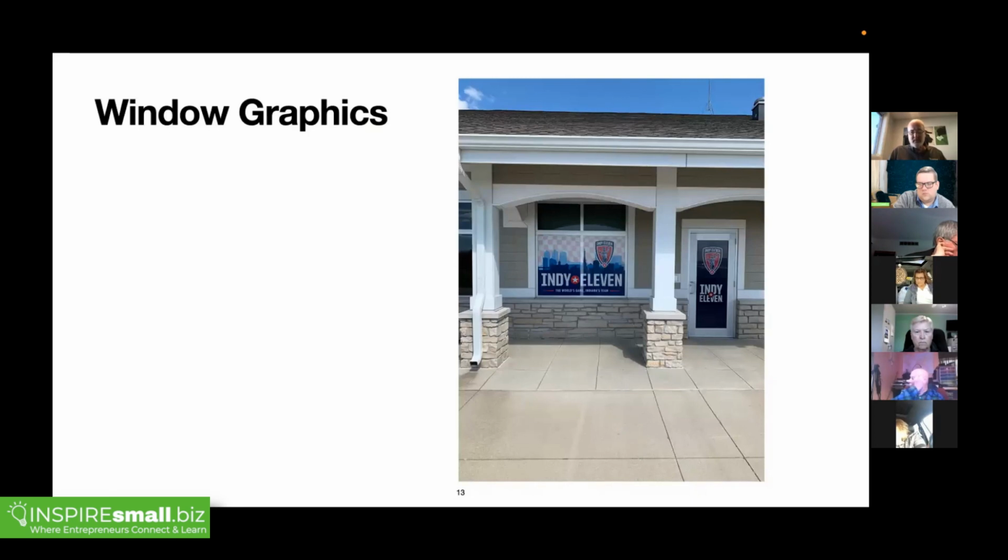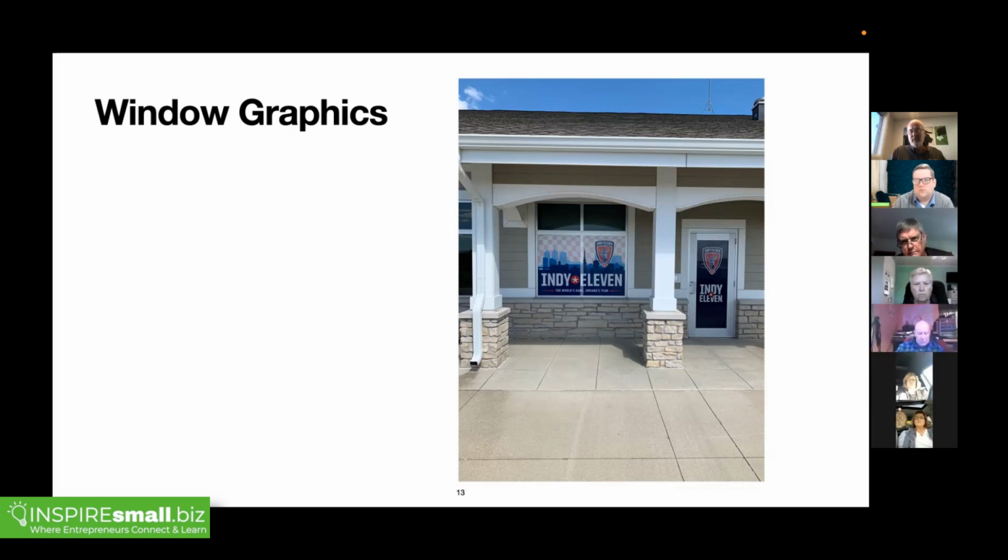Window graphics. A lot of times, if it's an exterior window, we'll go with what's called perf, so you can see out of it. Usually it's one way, but not always. People can see the message looking into the building, and when you're inside the building, you can still see outside. In this case, you would see the parking lot looking the other way.